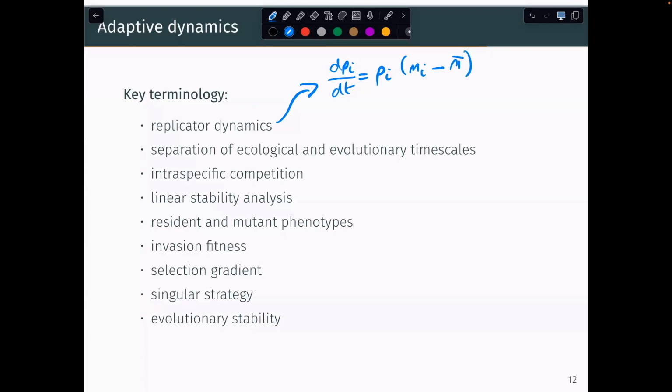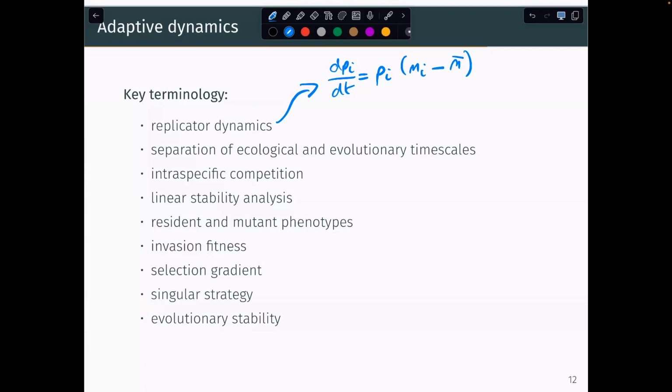This m_i here and m bar as well, because these are the mean per capita growth rates of the population and the per capita growth rate of phenotype i, could be functions of the frequencies of other individuals in the population. So these could depend on p_1 to p_n. But this is a good first approximation to being able to model some evolutionary dynamics in this phenotypic sense.